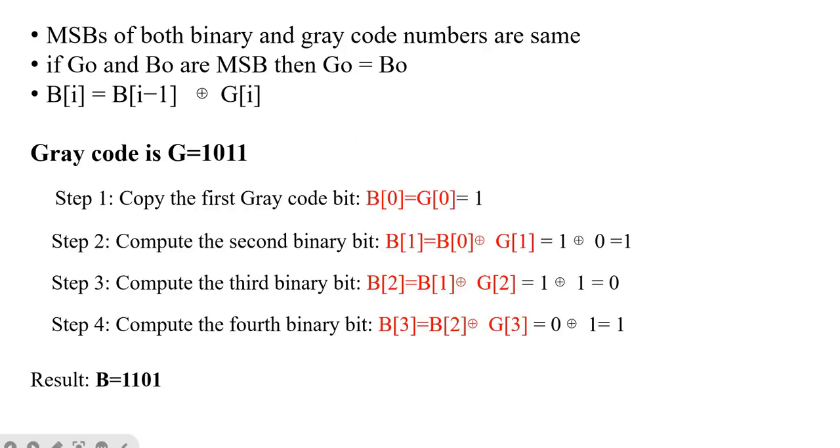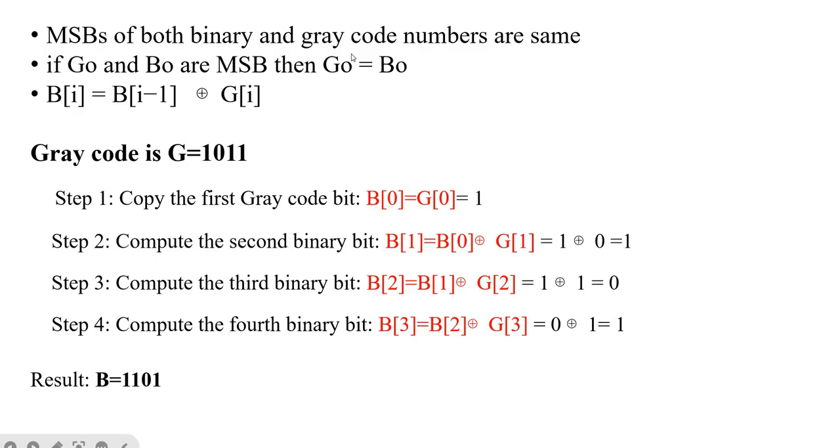Suppose we have a binary and a gray code number. When we want to convert a gray code number to binary, the MSBs of both the numbers will be the same. That is, if G0 and B0 are the MSBs of the gray and the binary numbers, then G0 will be equal to B0, and to find the subsequent bits, this formula is used. That is, to find out the current binary bit, the previous binary bit is XORed with the current gray code bit.